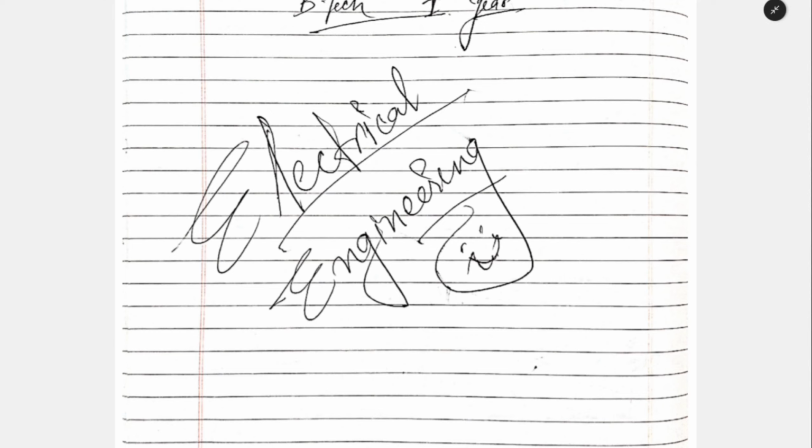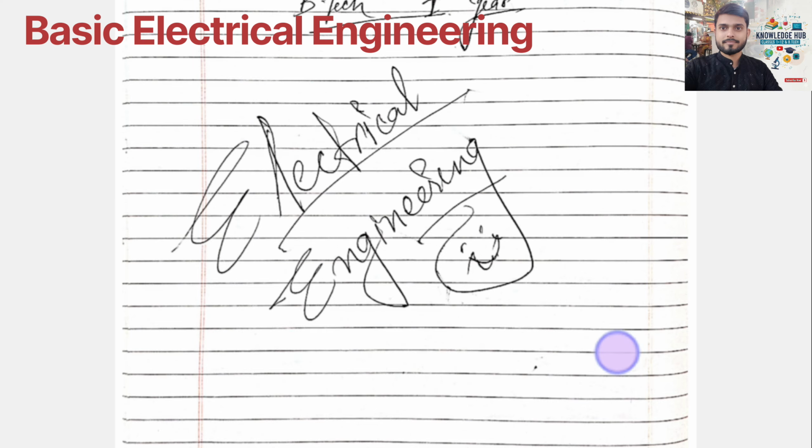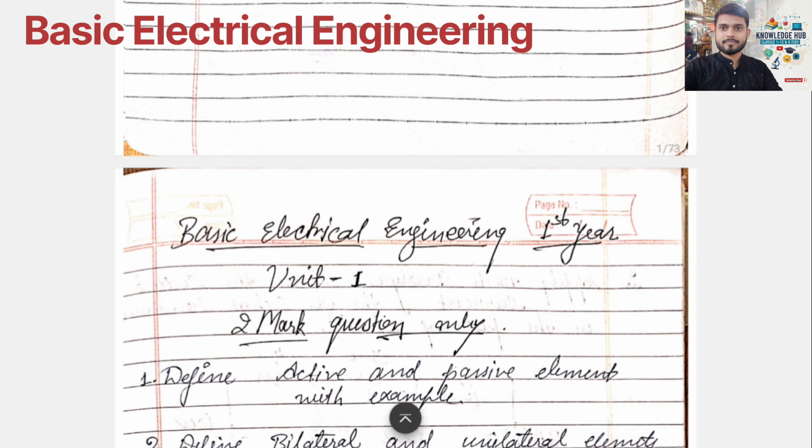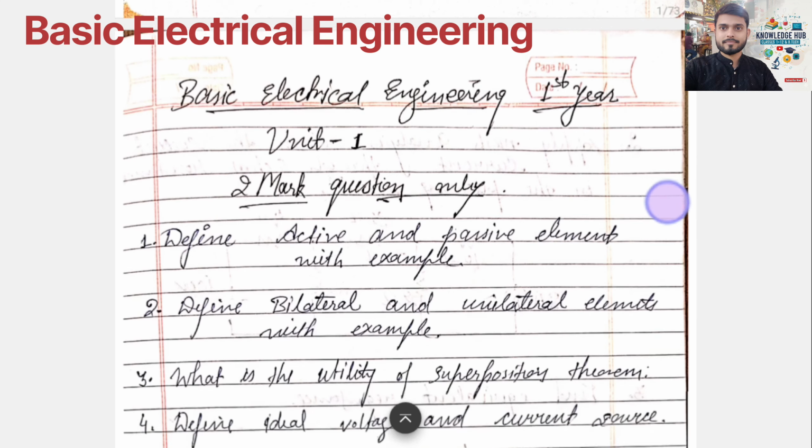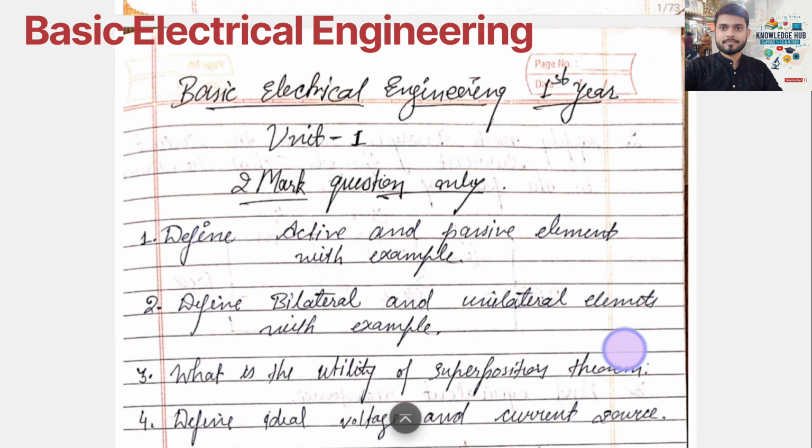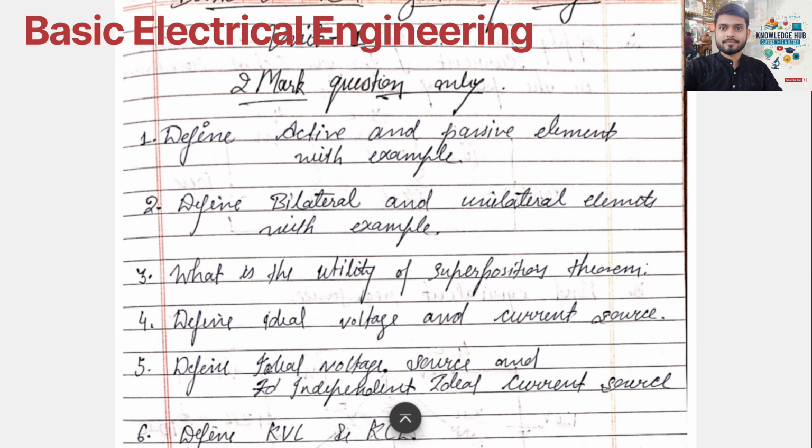Now we have discussed the most important questions of electrical engineering from B.Tech first year. Now we will proceed with Unit 1 of Basic Electrical Engineering, for 2 marks questions only. Question number 1 is: define active and passive elements with examples. Active and passive elements are like capacitor, transistor, transformer, and many other elements which are used in electrical engineering.